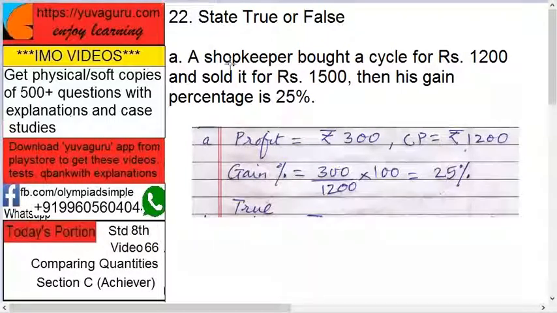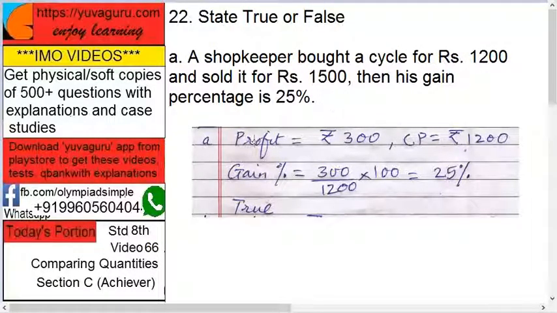Let's start. State true or false. Now there are three sub-questions in this, so let's start with each one. A shopkeeper bought a cycle for rupees 1200 and sold it for rupees 1500. Then his gain percentage is 25%.